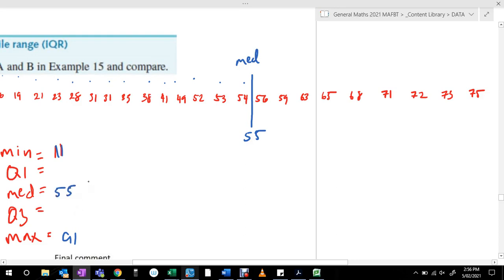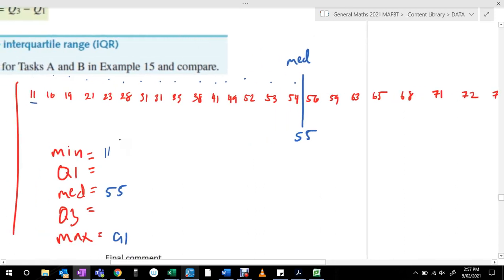So the median is 55. All right. You said you lost. What are you lost about? We're not there yet. I'm just looking for minimum, maximum, median. Are you lost with that yet? No. Okay, good. Now the next part is Q1 and Q3.